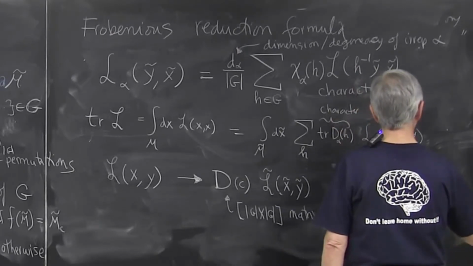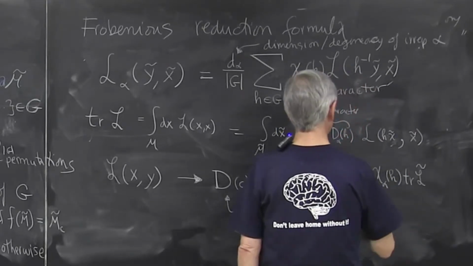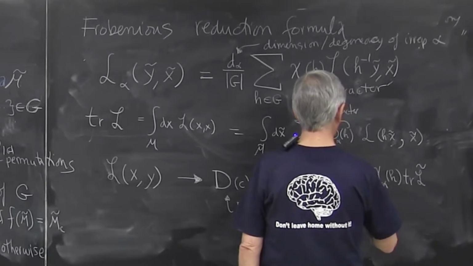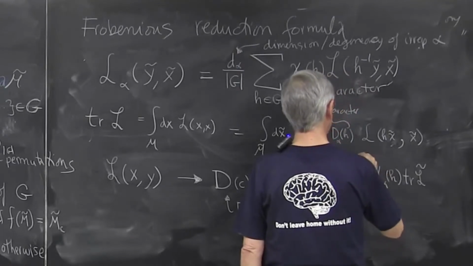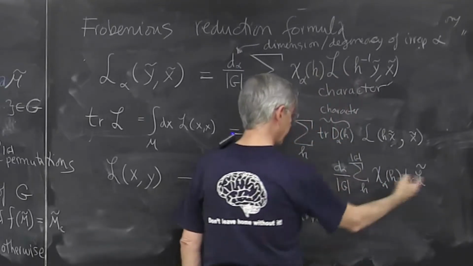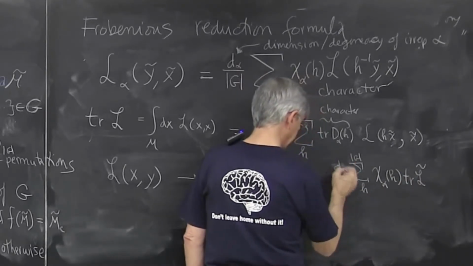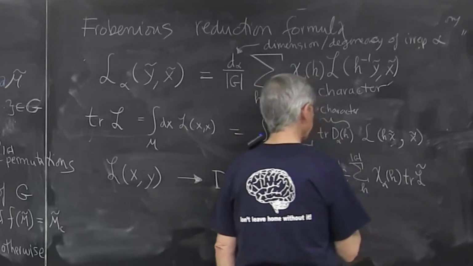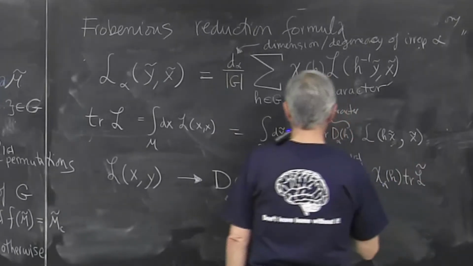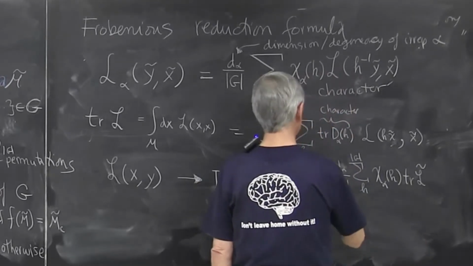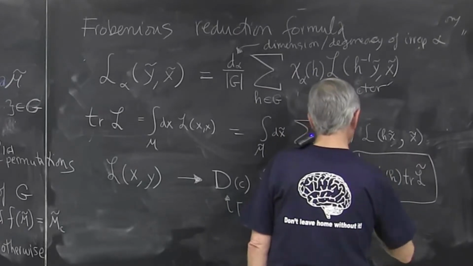And then the trace of evolution averaged over all group elements. So h goes over all group elements. So that's an average. And if that degenerates, then this number is smaller, because when it's degenerate, you only average over one copy, weighted by the character. So this is a symmetry reduced trace formula.